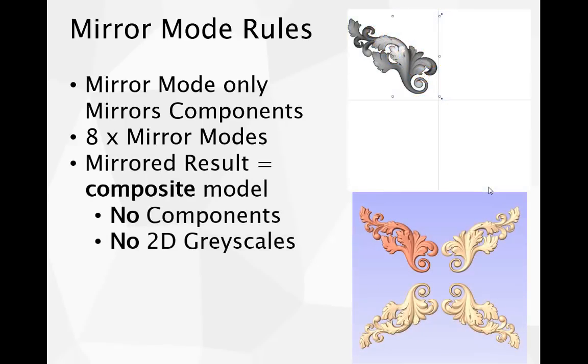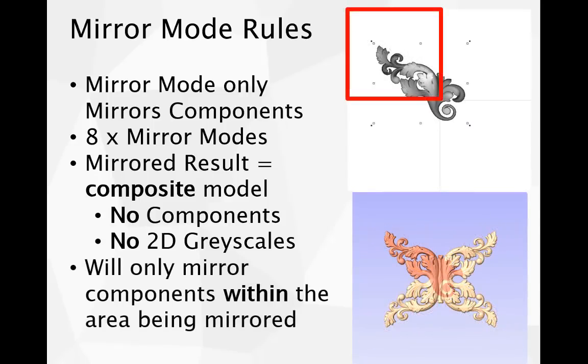Okay, in mirror mode, as I said, we can only mirror components, and the result of the mirror mode is what we see in the composite model. We don't actually create any new components in our component tree, neither do we create any new 2D grayscale components within our 2D view. And the software will only mirror components within the area being mirrored.